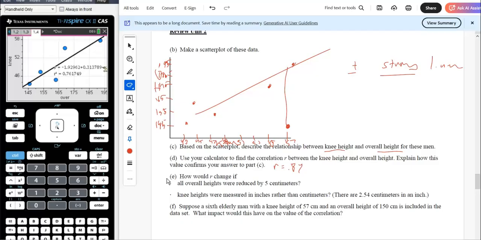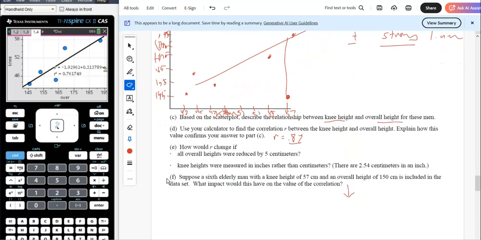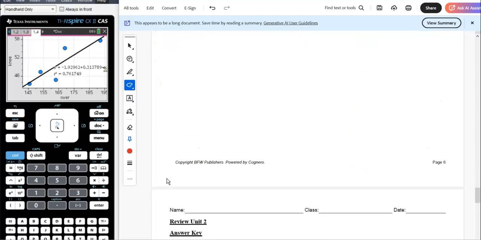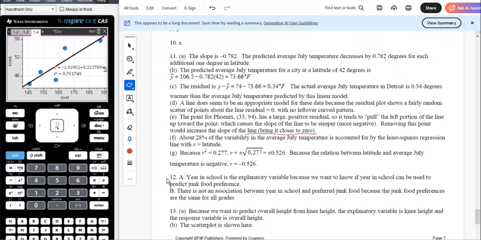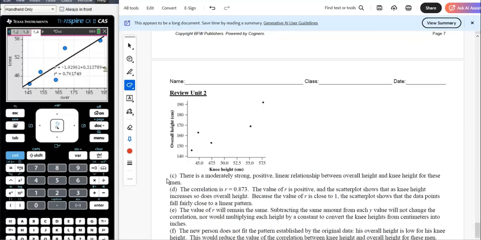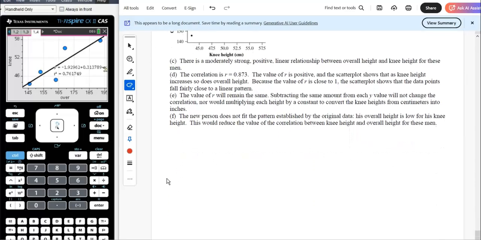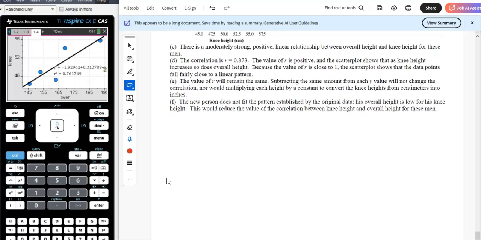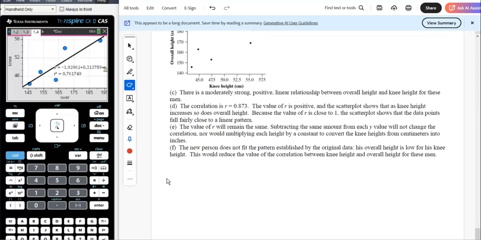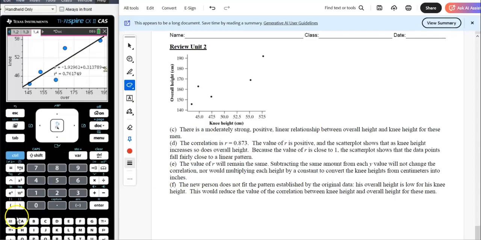How would it affect the correlation? So correlation was 0.87. It's going to go way down, right? Closer to 0. It's not going to be as strong for that. Here are the answers. Yeah, reduce the correlation. Okay, that's it for today.